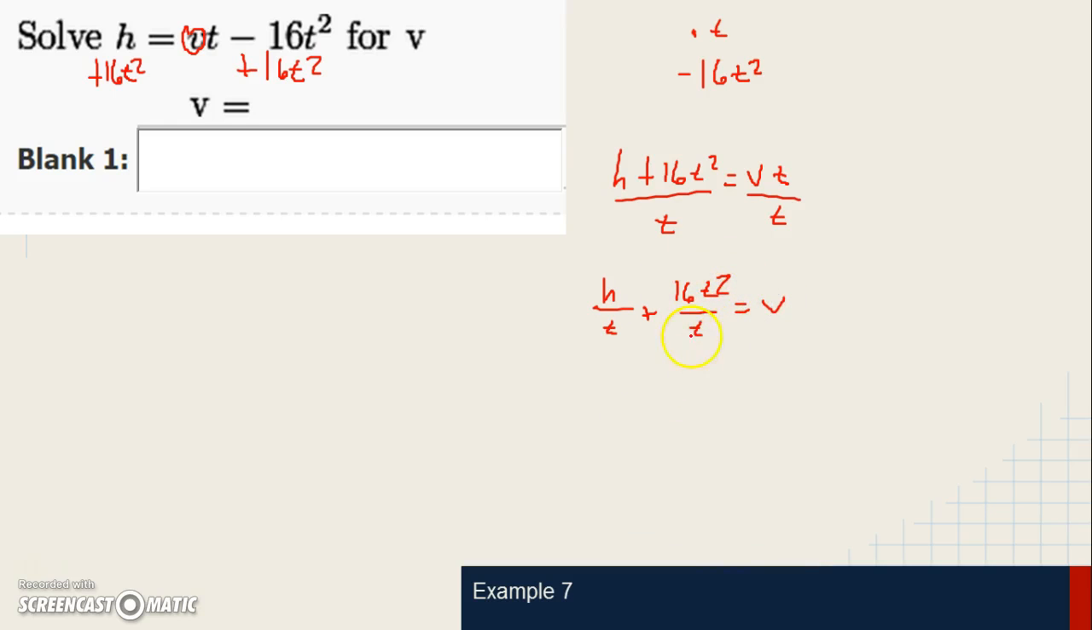And again, we see here that we can reduce that. So we have h over t plus 16t squared, which is t times t, divided by t. T divided by t is an identity, that's 1. So now we just have h divided by t plus 16t equals v. And that's what I'll go ahead and type in. I've got h divided by t. I do not need parentheses because division comes before addition, times 16t. So order of operations tells me divide before you add, multiply before you add. I don't need parentheses here. And that is my simplified term.